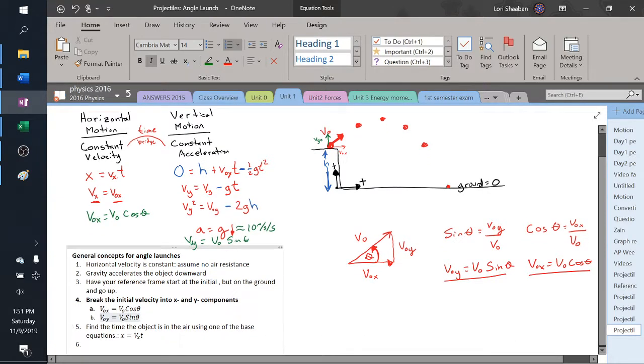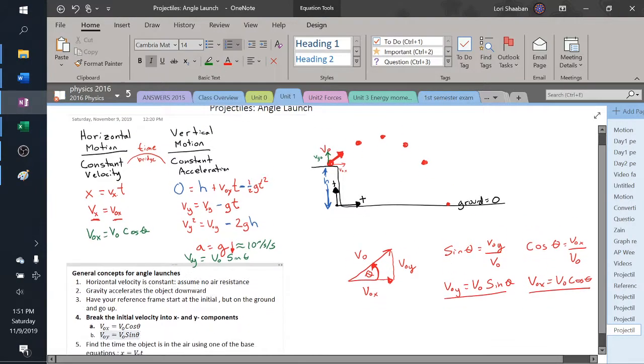Now, what about the time? It's a little bit harder because we can't just look at it as it's falling. It goes up and then back down again. So we're going to have to look at finding out how long it's in the air in a little bit more complex manner. That will take another video.